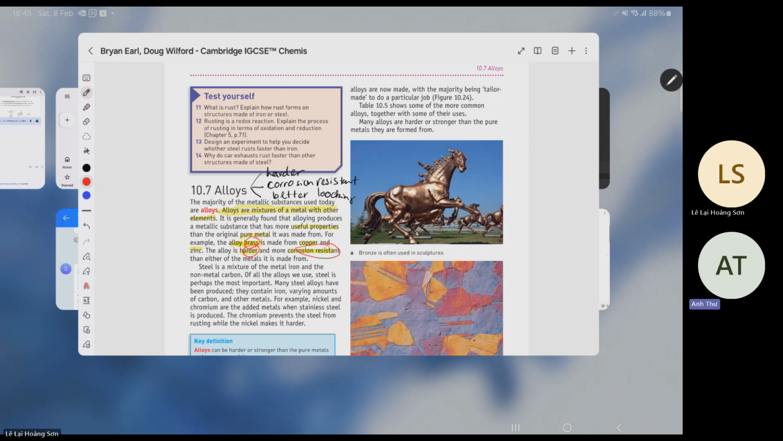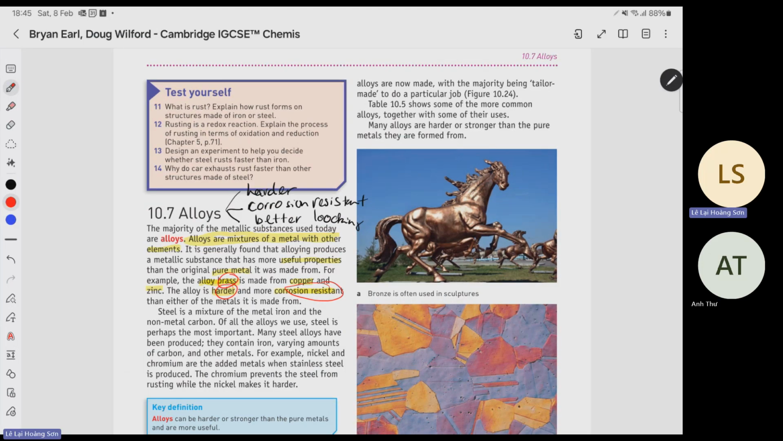Yes. Okay, one of the most important properties of stainless steel, what can you guess? It's going to be resistant to corrosion. That is the most important property of stainless steel.